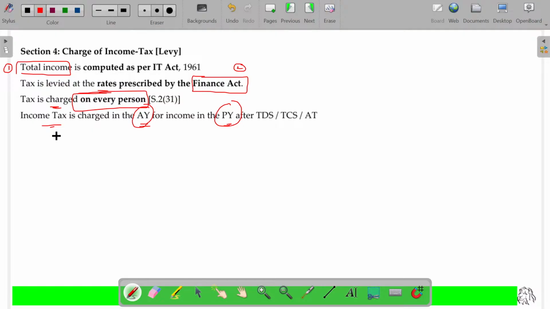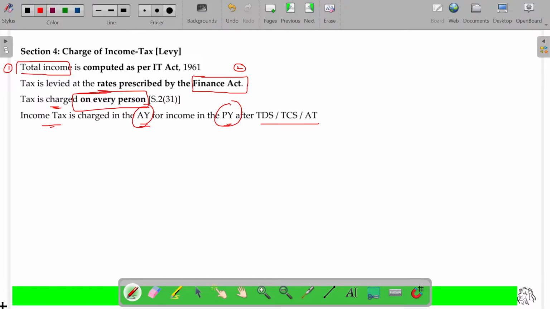While calculating the tax amount, we have to subtract these 3: TDS, TCS and advance tax. Tax deducted at source, tax collected at source and advance tax. Sir, I don't get the answer of these 3, sir. No need to worry about that. We have a separate chapter for TDS, TCS as well as advance tax. Whenever I need to explain that, I will explain.